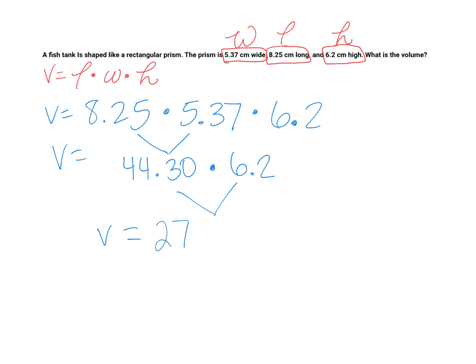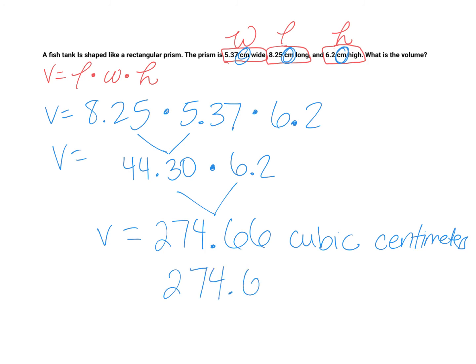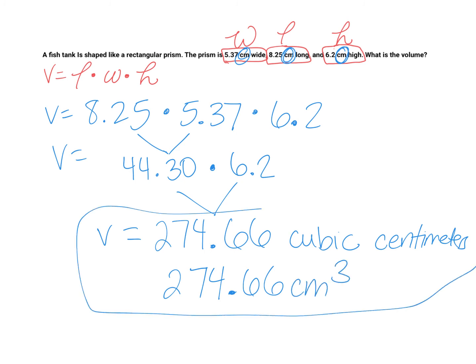And we should have gotten 274.66. And you could say cubic. And this time I'm dealing with centimeters, centimeters, centimeters. So I could say cubic centimeters. The other way I could write this is 274.66 cm cubed. Yes, I need to have, after my decimal point, my 66. That's part of my answer. So either way you say that would be the correct answer.